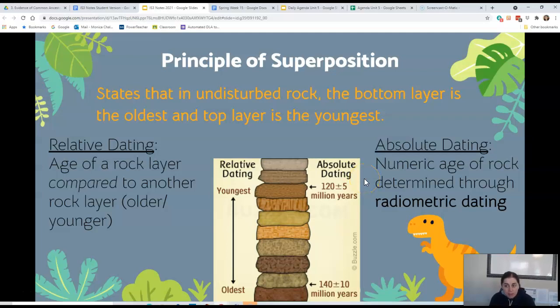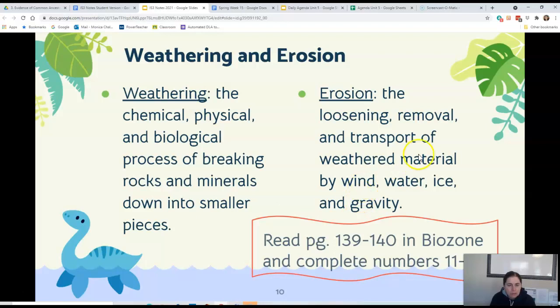On the other hand, we have absolute dating, which is a numeric age of rock determined through radiometric dating. Okay, and we'll talk about radiometric dating. Or did we already? I think we already did talk about that. We might have. Weathering and erosion. Weathering is the chemical, physical, and biological process of breaking rocks and minerals down into smaller pieces. Erosion is the loosening or removal and transport of weathered material by wind, water, ice, and gravity.